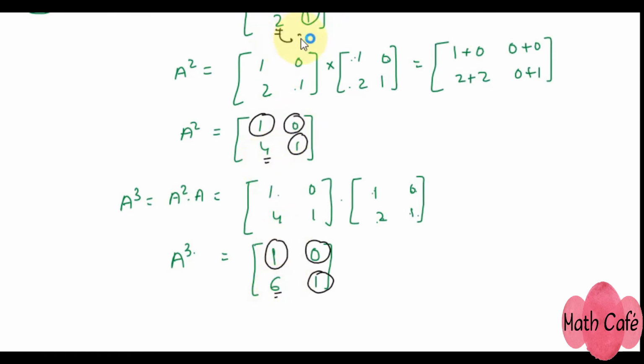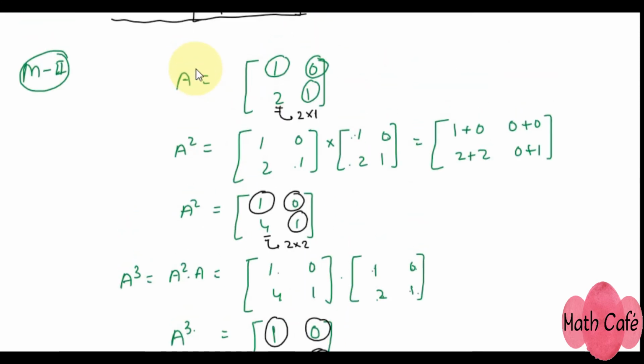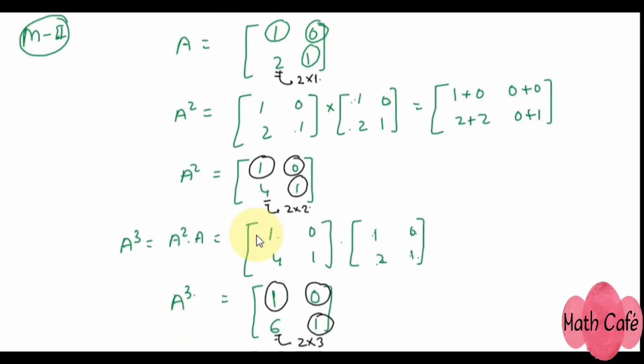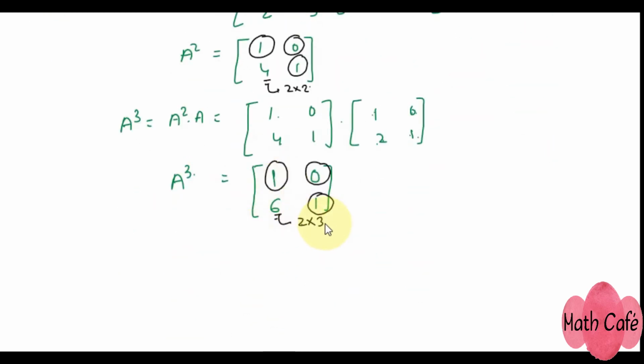This is 2 multiplied by 1. This is 2 multiplied by 2, and this is 2 multiplied by 3. If we are going to find A, in A matrix, this element is 2 multiplied by 1. In A square matrix, this element is 2 multiplied by 2. In A cube matrix, this element is 2 multiplied by 3.